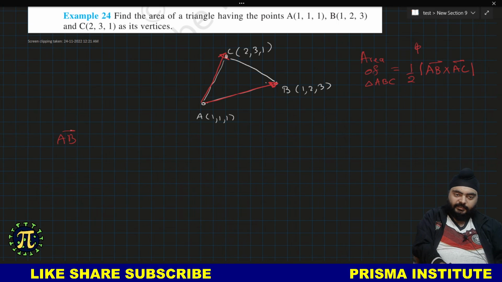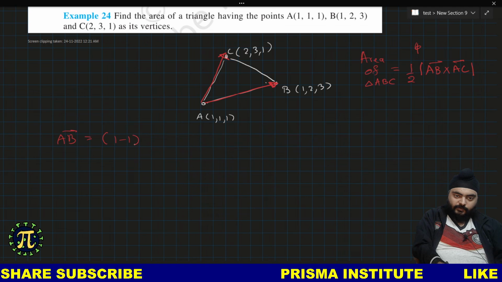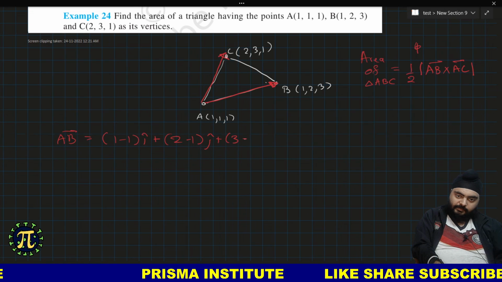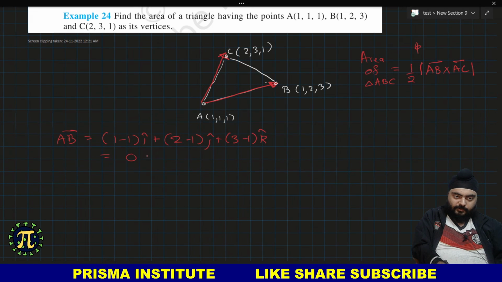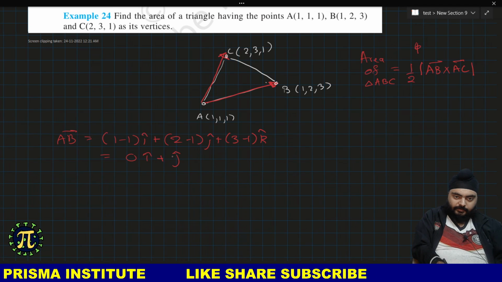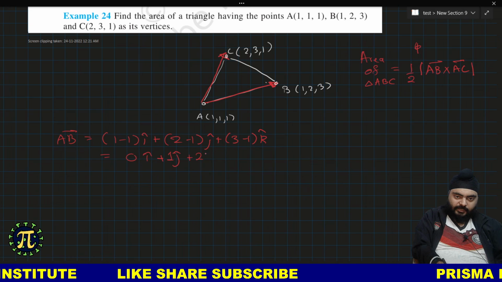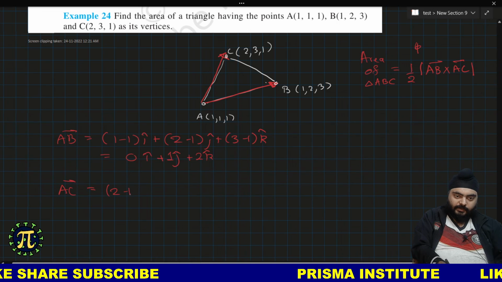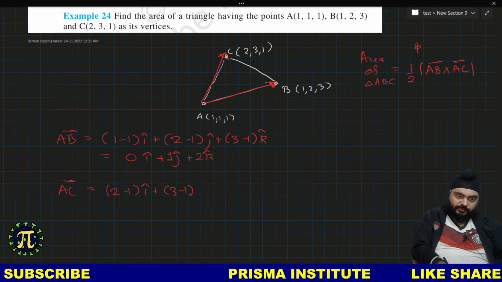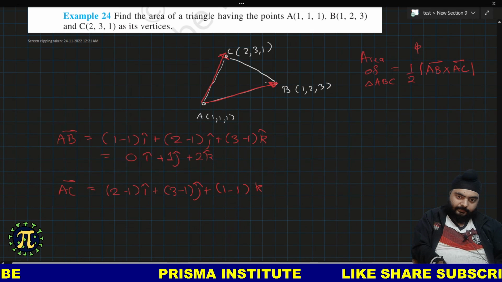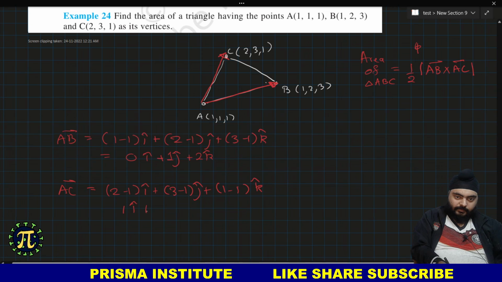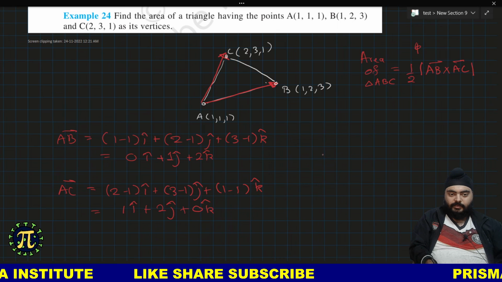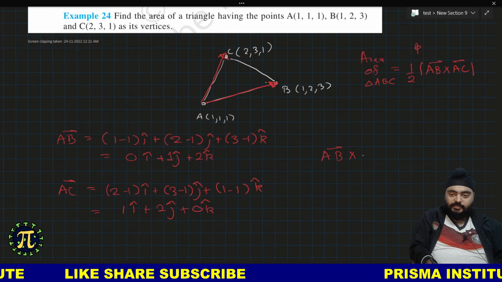So how much is AB vector? Writing final minus initial, so it is 1 minus 1 I cap. So B is the final point. So 2 minus 1 J cap plus 3 minus 1 K cap. So AB vector is 0 I cap plus 1 times J cap, right, plus 2 times K cap. Now let's find AC vector. AC vector, final point is C, so 2 minus 1 I cap plus 3 minus 1 J cap plus 1 minus 1 K cap. This is coming out to be 1 I cap plus 2 J cap plus 0 times K cap. Now let's find AB cross AC. We will find the AB cross AC vector first.